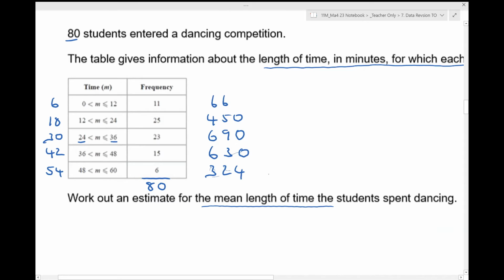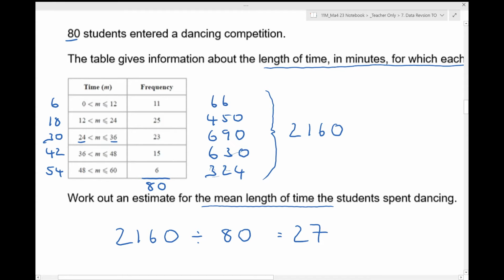And I'm going to add that up to get the total amount of time that these 80 students spent dancing. So what about an estimate for the mean time that the students spent dancing? Well, if 80 students danced for a total of 2,160 minutes, if I divide by 80, I can work out that on average, each student danced for 27 minutes.